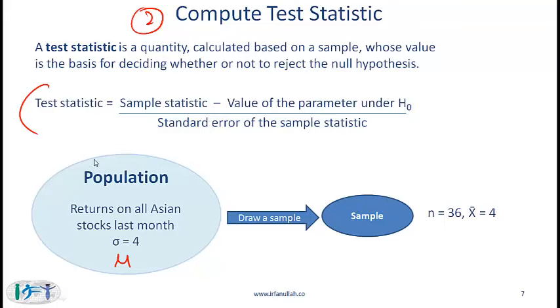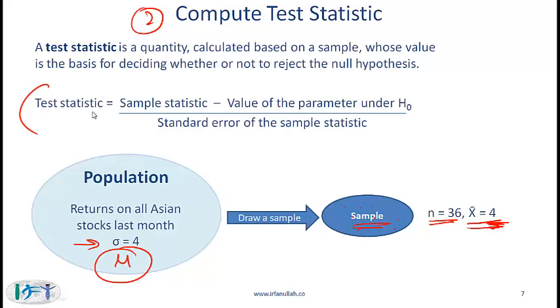So going back to our earlier scenario, our population consists of the returns on all Asian stocks last month. Let's say that we know the population variance and standard deviation. Our hypothesis is related to the population mean. We draw a sample and our sample size is 36. The sample mean is 4. So the 36 stocks that we come up with over here, we take the mean return for those 36 stocks and our number is 4%.